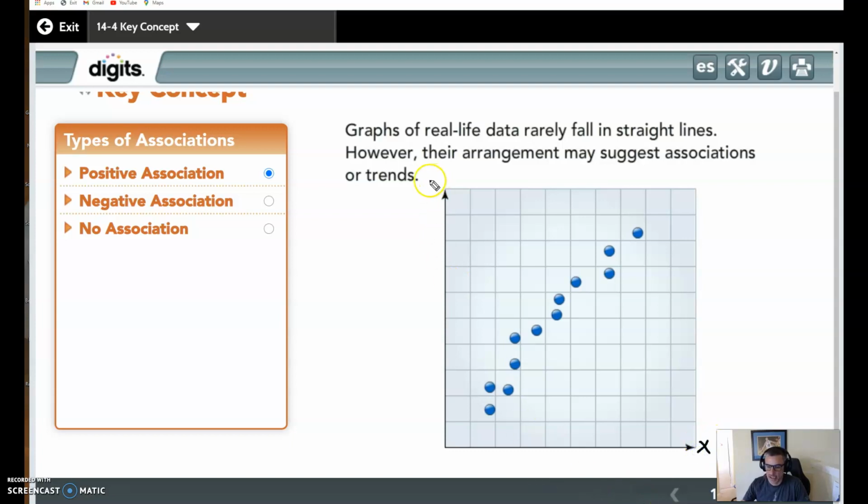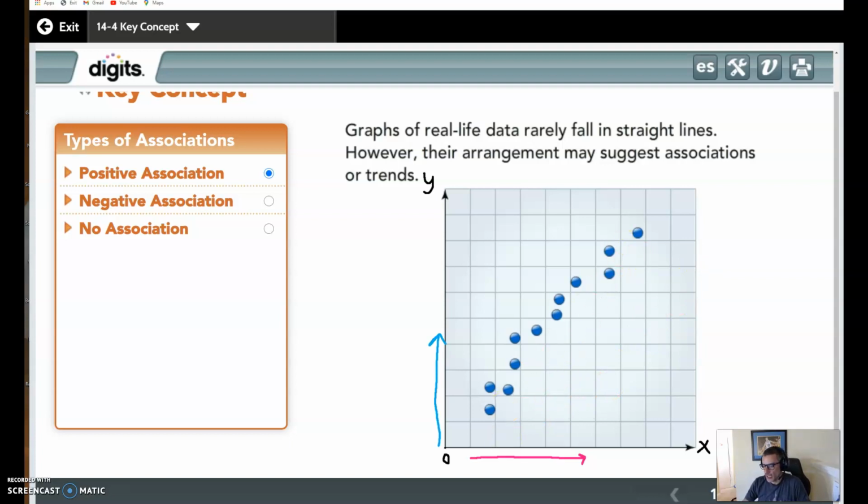Remember, this is my x-axis, and this is my y-axis, and here's 0. As my x values get bigger, so as I move in this direction, to the right, what happens to my y values? Well, as I move to the right, my y values also get bigger. So if x is getting bigger, y is also getting bigger. And that creates, in this case, what we call a positive association.